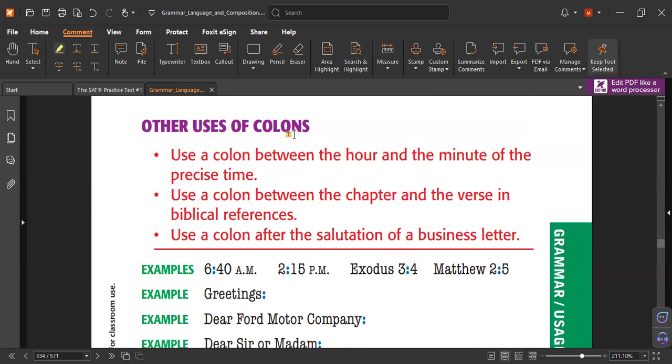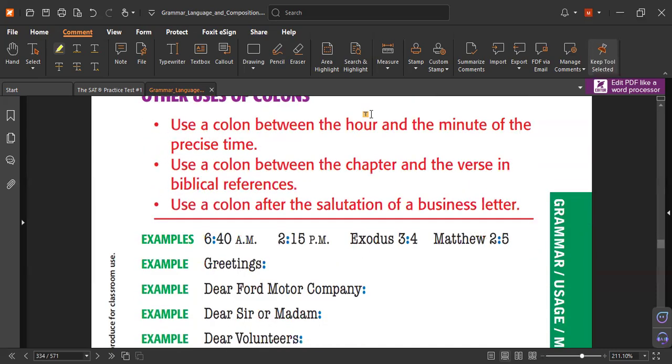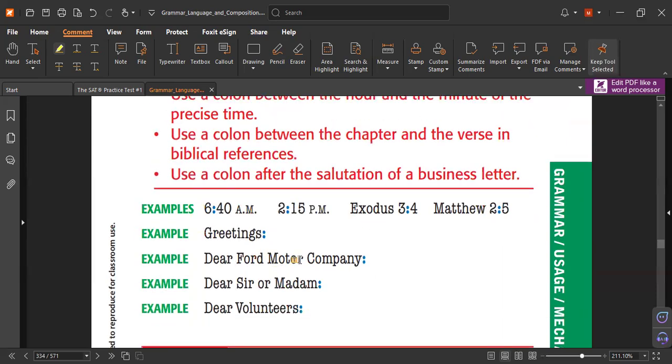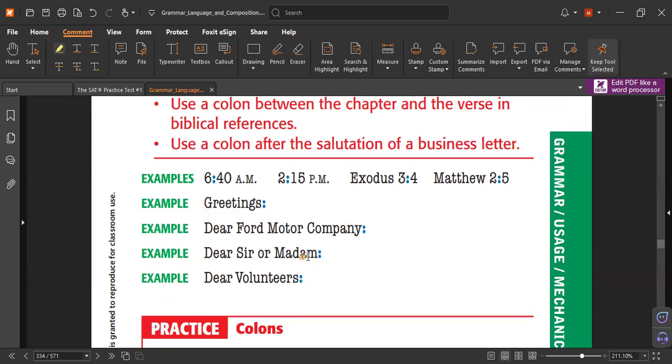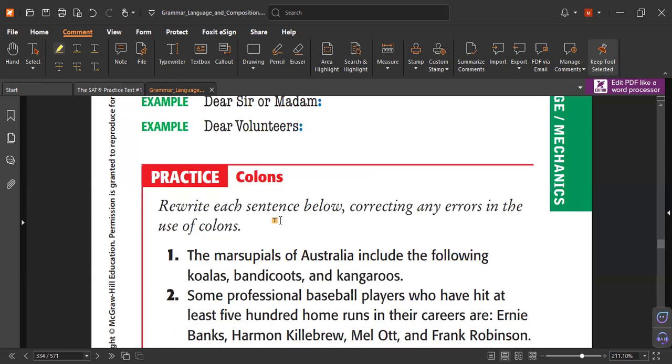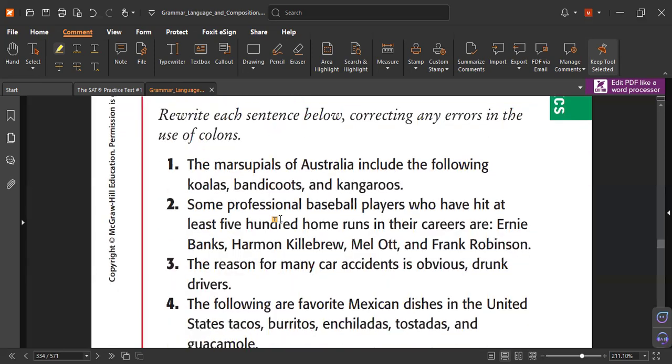How about the other uses of colons? The simple ones, like for numbers, the hours, after for example, formal business letters, are so easy. We will not test you for that, by the way. Now we need to test you. Rewrite it, correcting any errors in the use of colons.